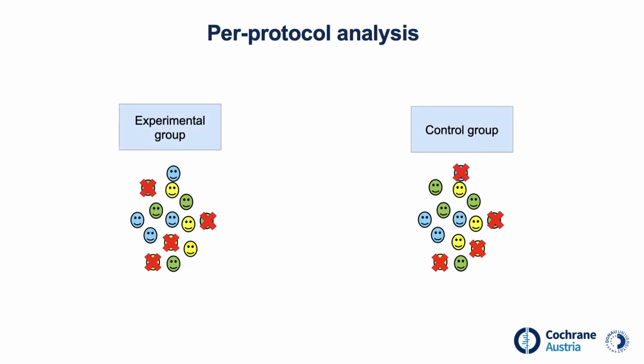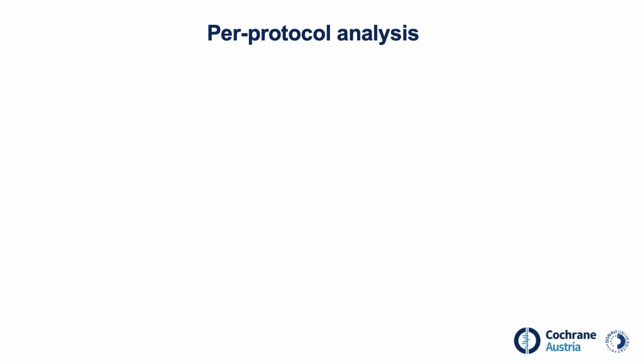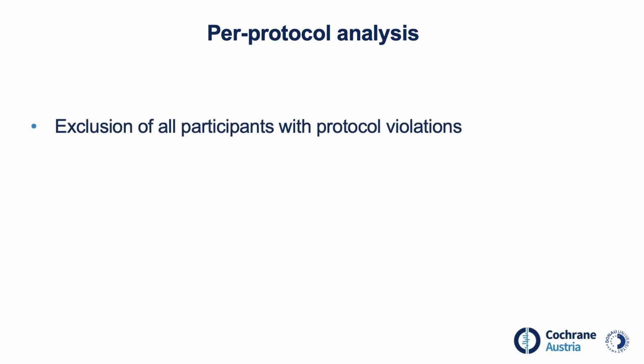Per protocol analysis only takes into account participants who have always adhered to the study protocol. These are the ones who always received the intervention and who showed up for the checkups. All participants with protocol violations are excluded. Per protocol analysis tends to overestimate treatment effects. For example, people who stop treatment because they did not have any benefit are not taken into account.